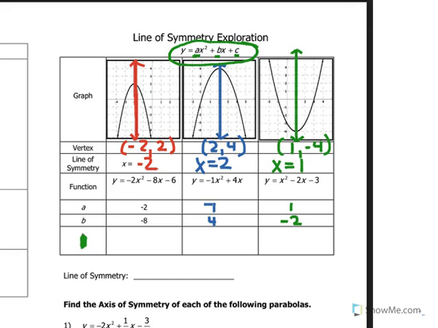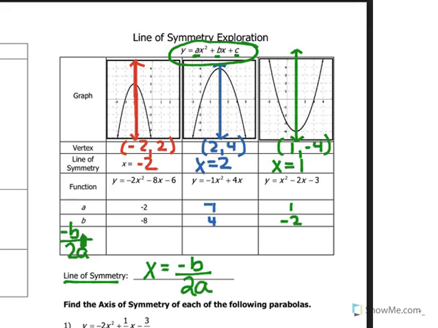Now, here's what I would like you to do in the bottom square. I would like you to write this formula: the opposite of b, -b, over 2 times a. -b over 2a happens to be the formula for the line of symmetry. So we're going to write that again down here on this vocab line. The line of symmetry: x is equal to the opposite of b over 2a.